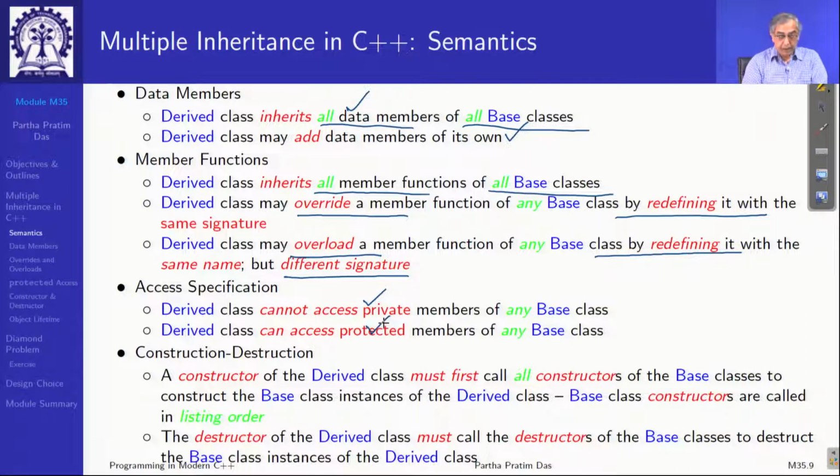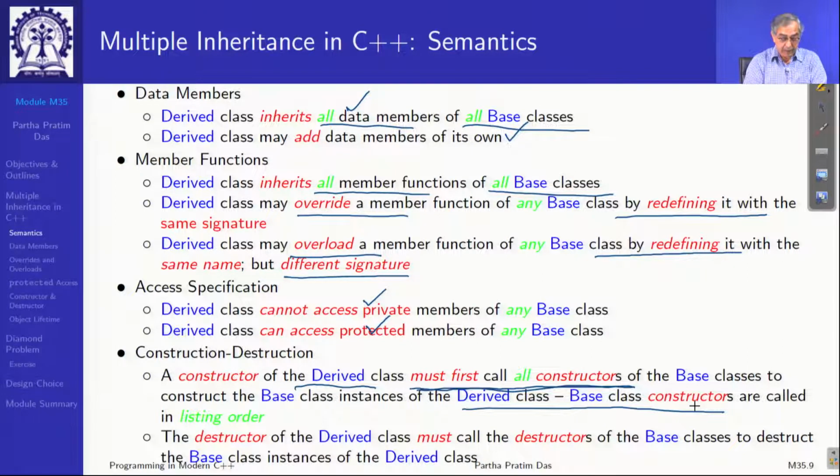For construction of the derived class, it must first call all constructors of all base classes. Earlier there was only one base class, so it had to construct that. Now, it is quite obvious that there are multiple base classes. So, all of those constructors of the base classes must be called, and the base instances have to be created within the object before the derived class can be constructed. And these constructors will be called in the order in which they are listed in the inheritance list that we provide.